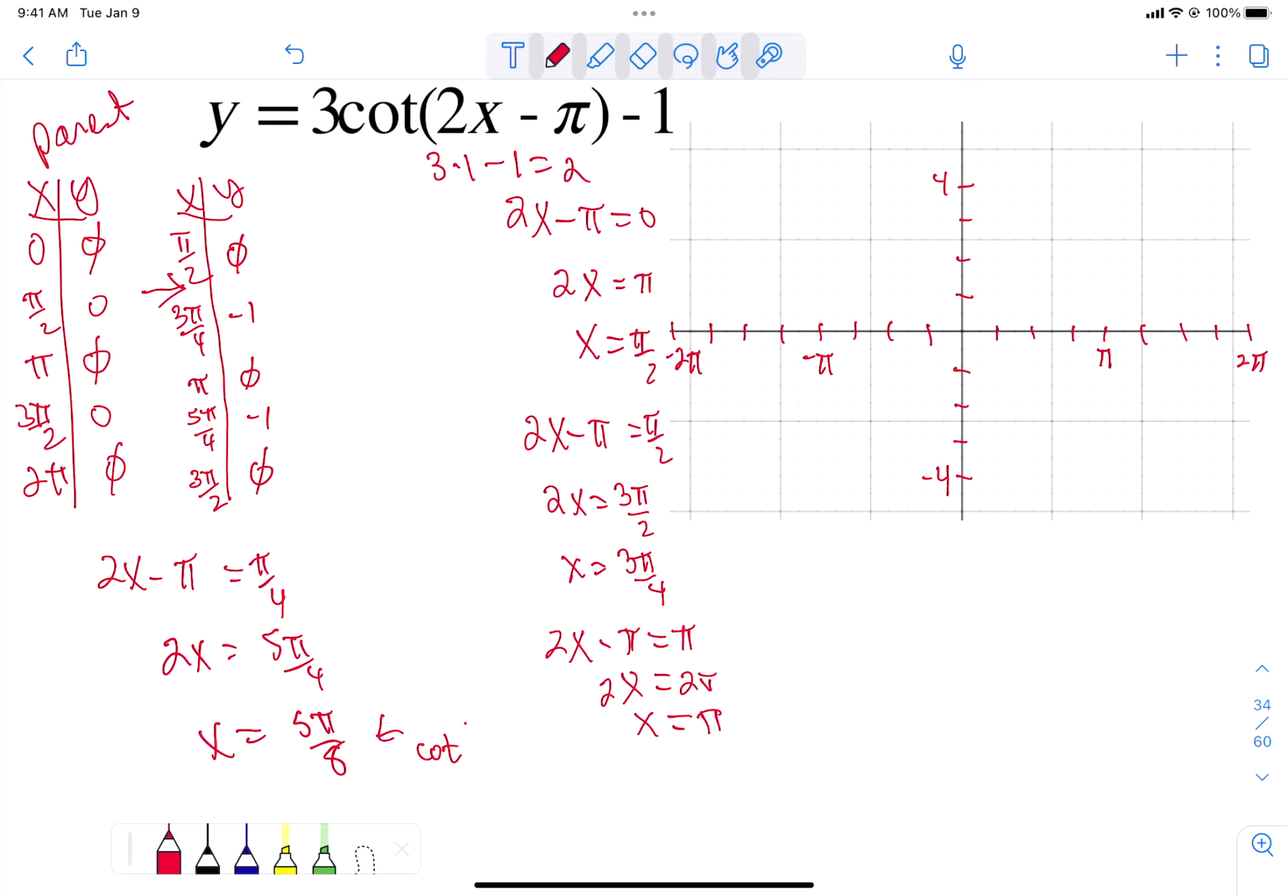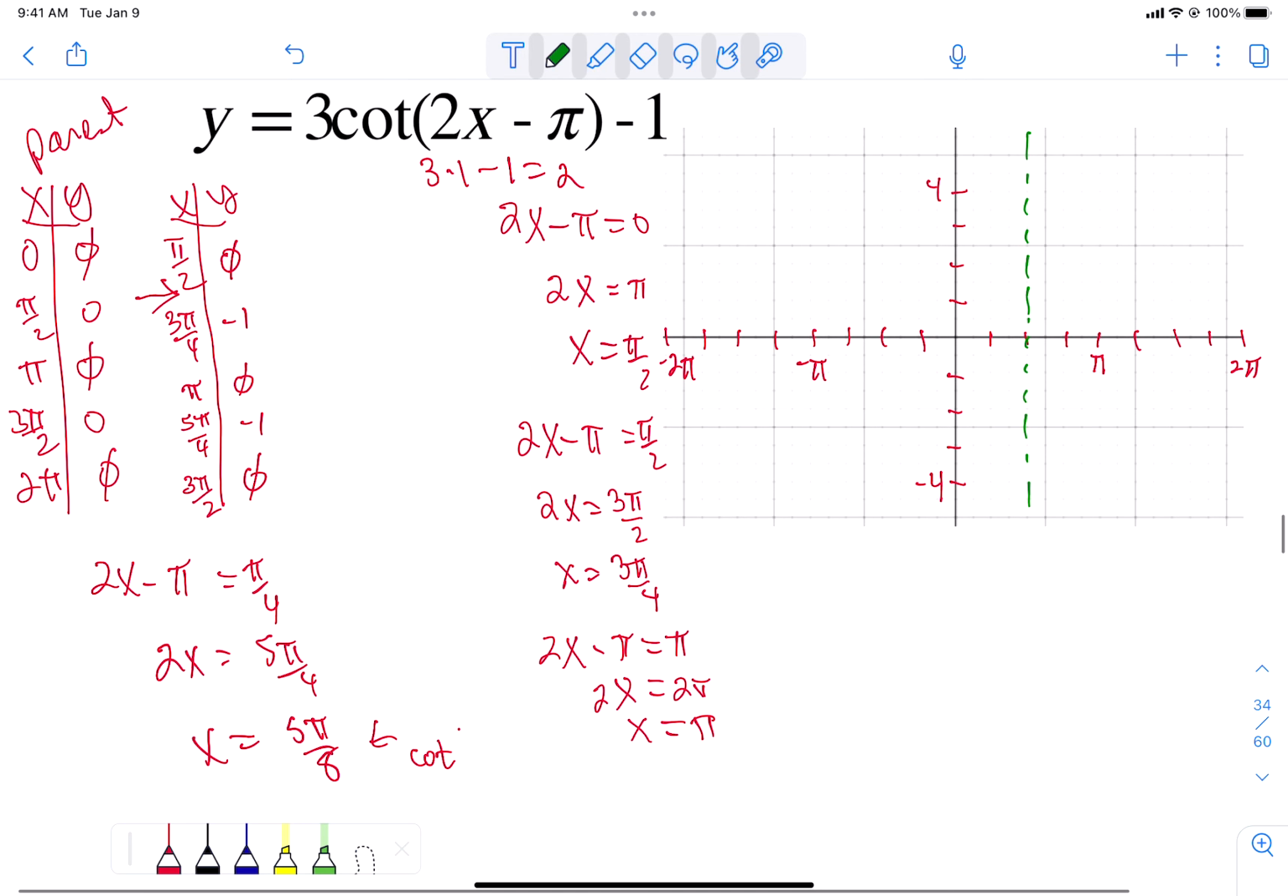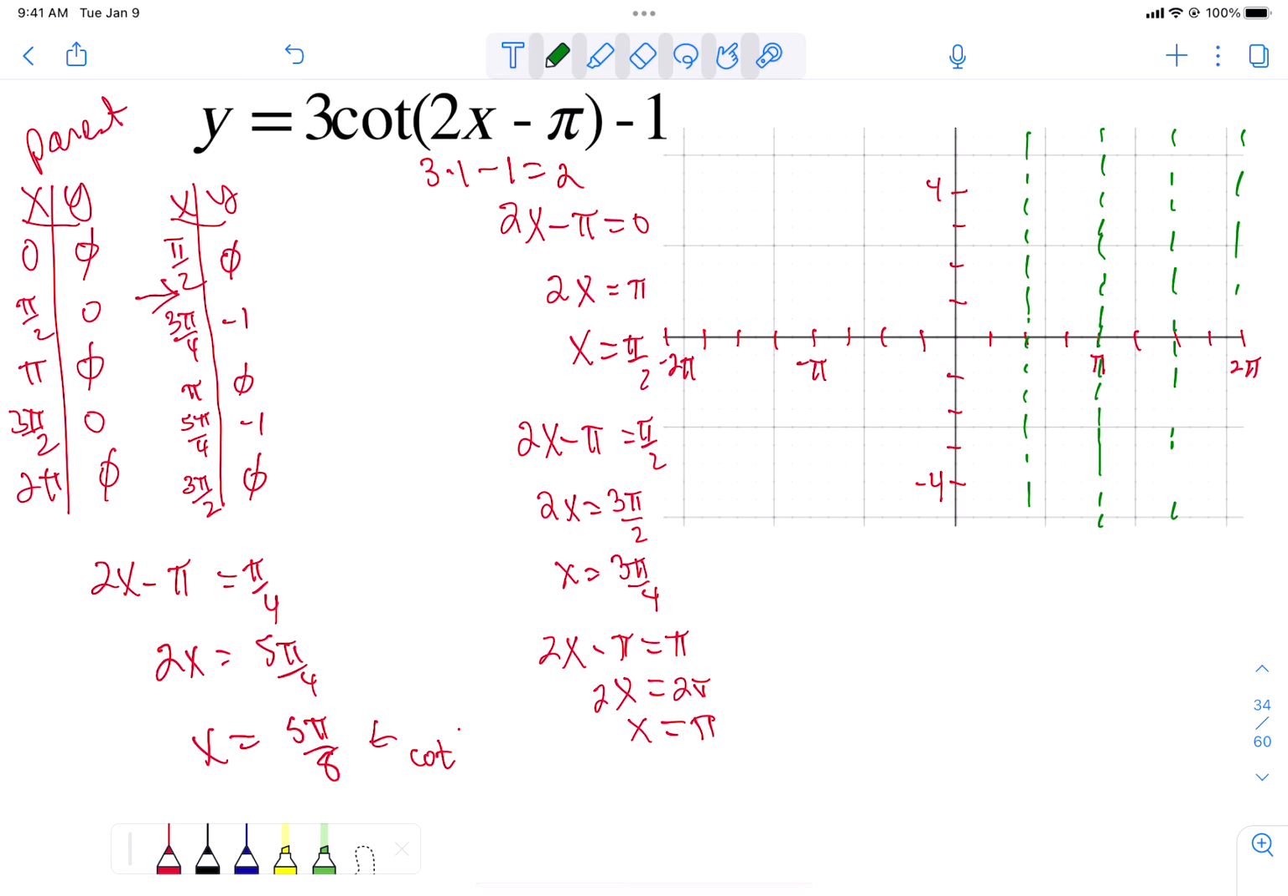So always put your asymptotes on first. It's kind of the easiest thing to see. So we have an asymptote at a half of pi, which is right here. We have an asymptote at pi. And now we should be able to see the spacing's very nice. The next asymptote is 3 halves, 1.5. So there's an asymptote at 2 pi. And we can keep going backwards and put in all our asymptotes. They are equally spaced. So you should be able to find that spacing.